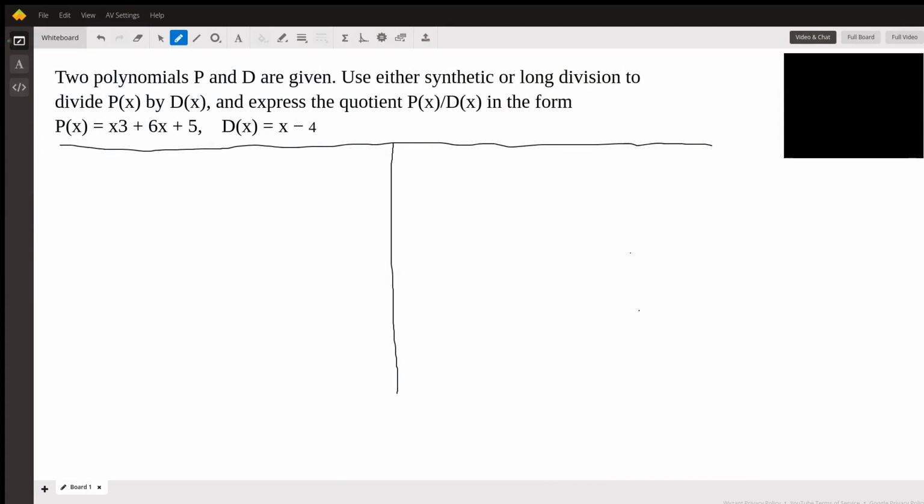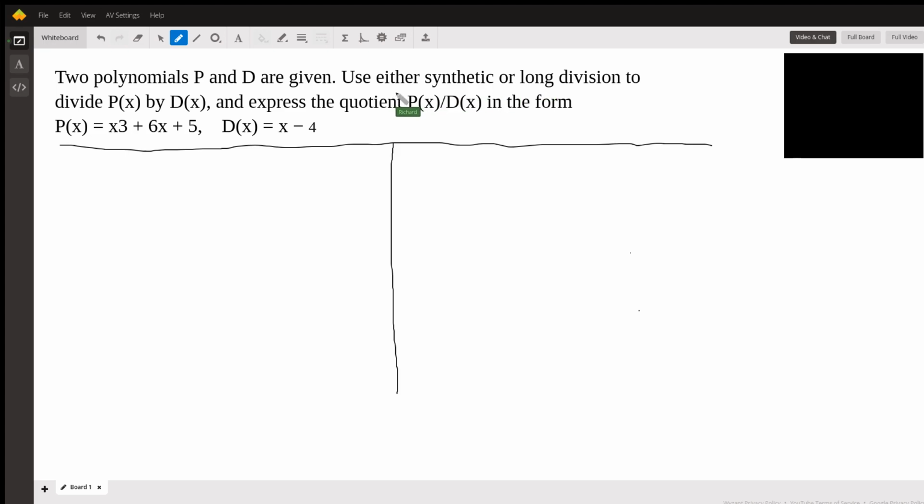This question wants us to divide two polynomials, p of x and d of x. These are called rational expressions, the ratio of polynomials. And there are two ways to divide. One is called synthetic division, the other is called long division. Synthetic division is generally preferred because it's a little faster.